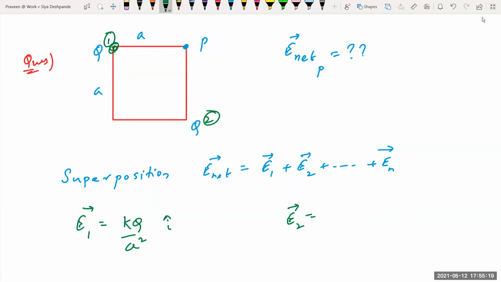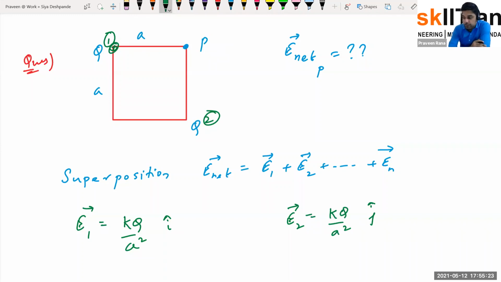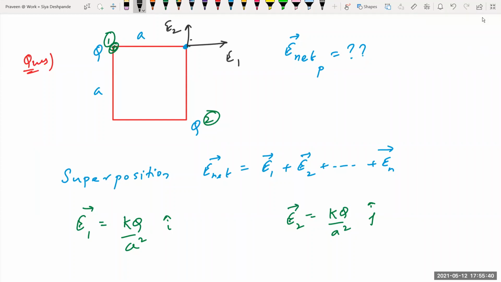KQ over A squared, in the J cap direction. Exactly right. Now we can see that we have two electric fields present at point P. The first one is in this direction and the second one is in this direction. So you have two vectors. What is the angle between these two vectors? 90 degrees, exactly.